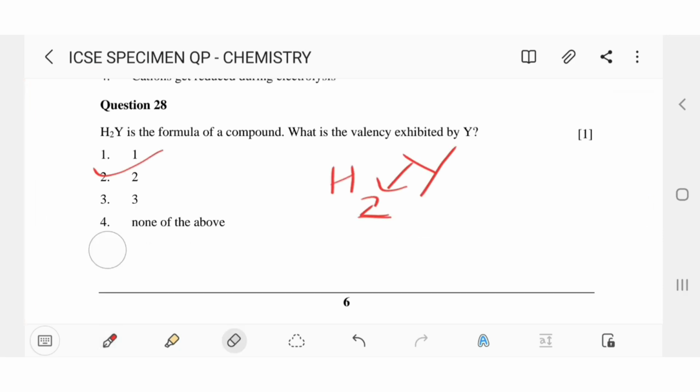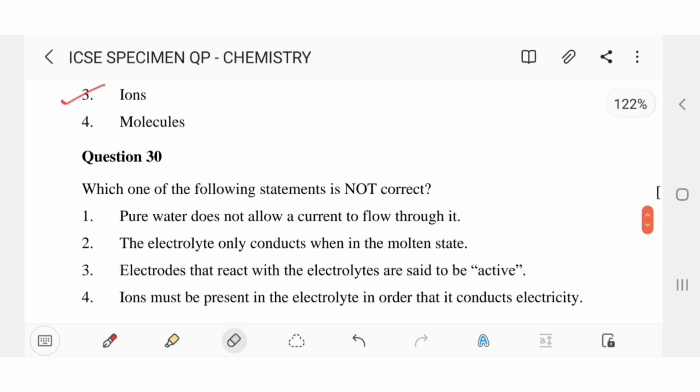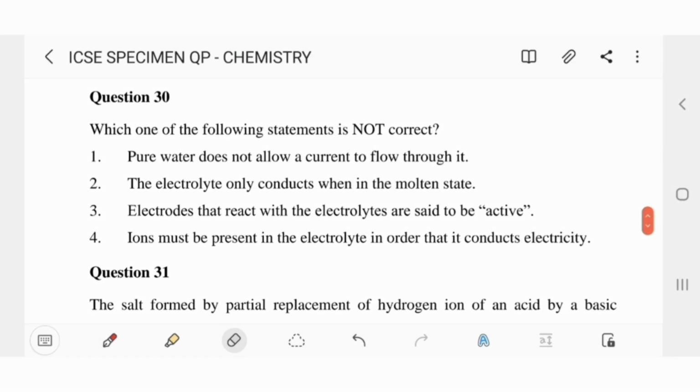Now, question 29. The particles which attract one another to form electrovalent compounds. These are ions. Question 30. Which one of the following statements is not correct? First one, pure water does not allow a current to flow through it. This is right. Second one, the electrolyte only conducts when it is in the molten state. No, it also conducts in aqueous state.